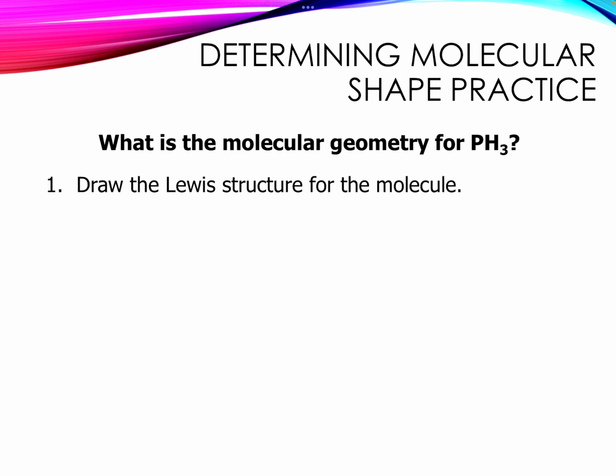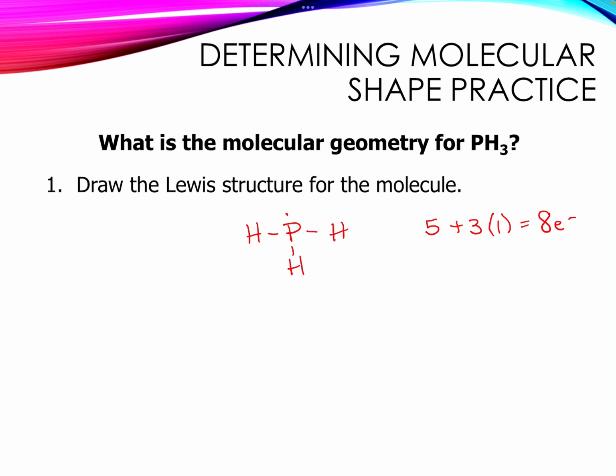Alrighty, the first step is to draw the Lewis structure for the molecule. So we have phosphorus and we have 3 hydrogens. Phosphorus will go in the middle because hydrogen can never go in the middle. When we add up our valence electrons, we're getting 5 from the phosphorus plus 3 hydrogens with 1 each. So that gives us 8 total valence electrons that we can use.